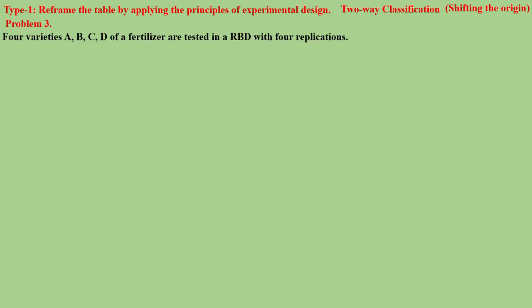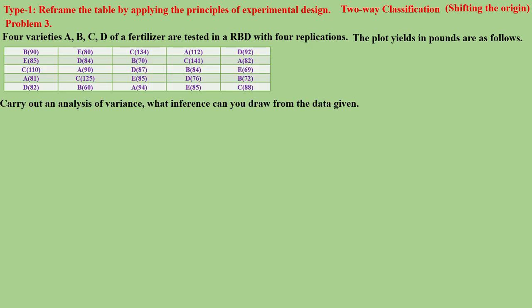Next problem in two-way classification with shifting the origin. Four varieties A, B, C, D of a fertilizer are tested in a RBD with 4 replications. The plot yields in pounds are as follows. Carry out an analysis of variance. What inference can you draw from the data given?